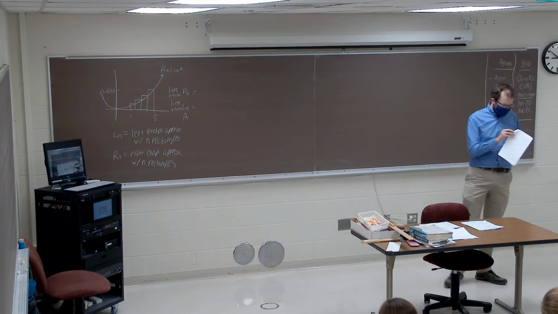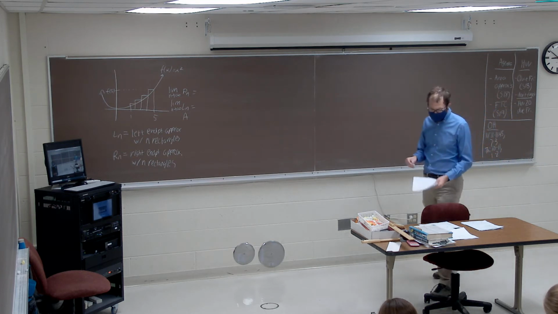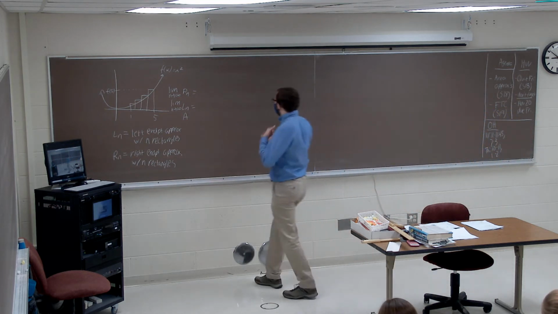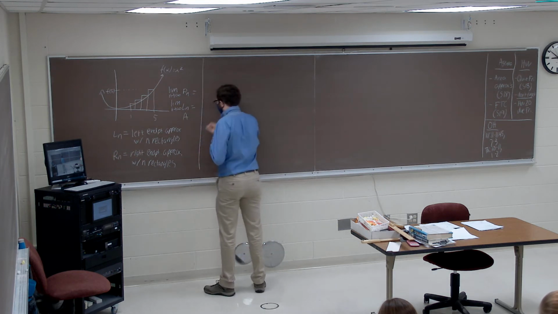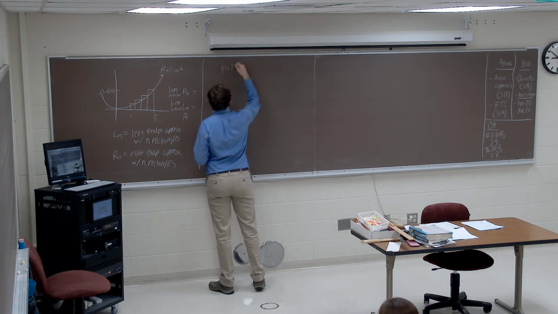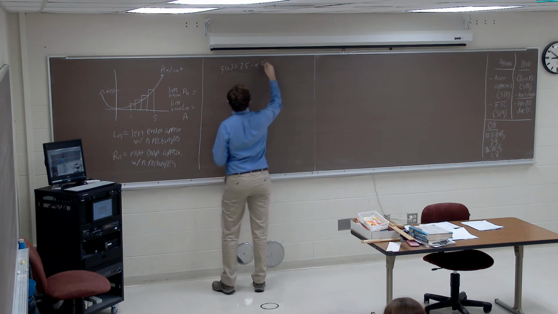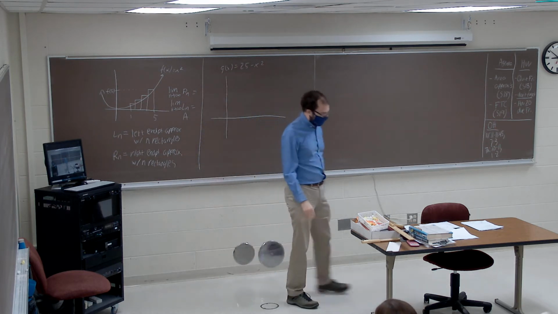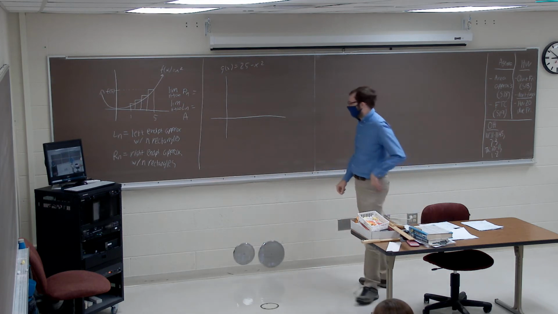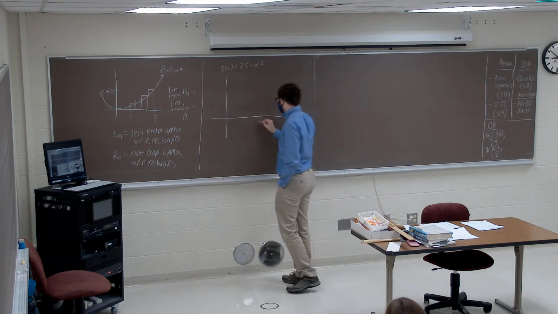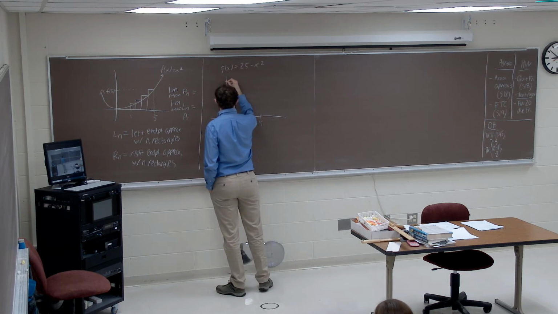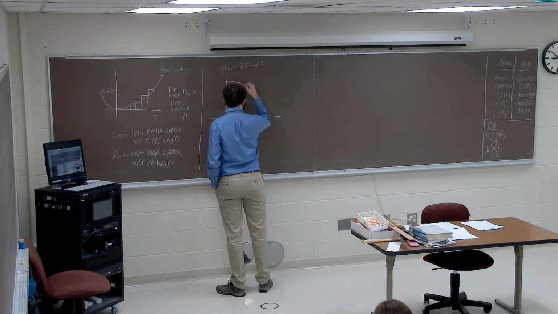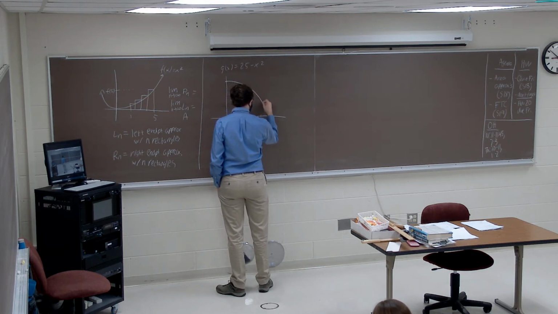So I'm going to go to the next page in the packet, and we're going to look at a new function, g of x equals 25 minus x squared. And I want to approximate the area underneath this from 0 to 4. If we graph it out, it's going to look something like this.